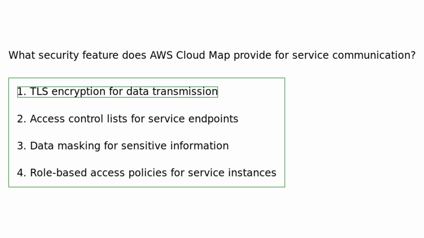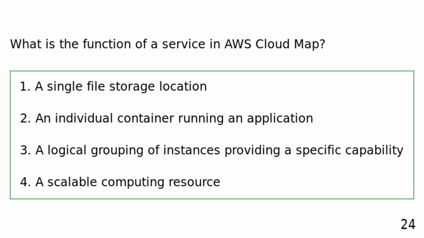AWS Cloud Map provides TLS encryption for data transmission, ensuring secure communication and protection of data between service instances and endpoints within the infrastructure. What is the function of a service in AWS Cloud Map?